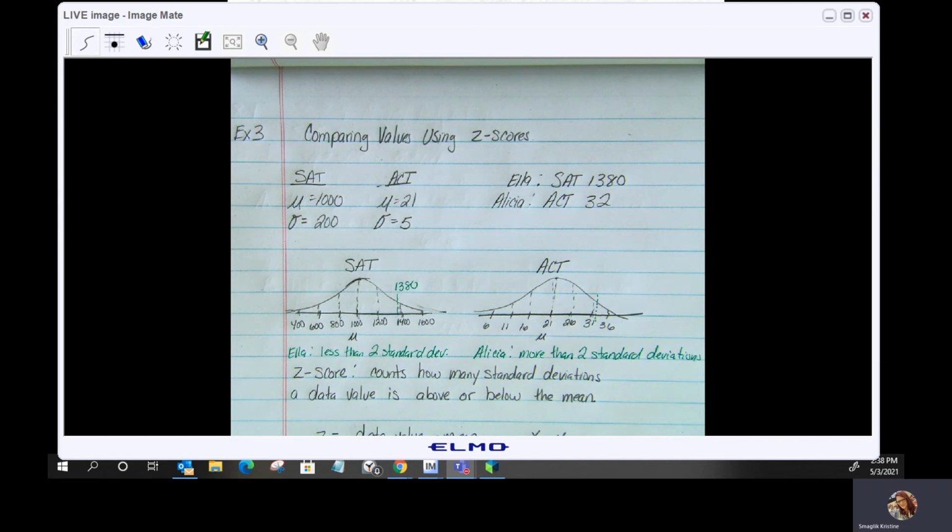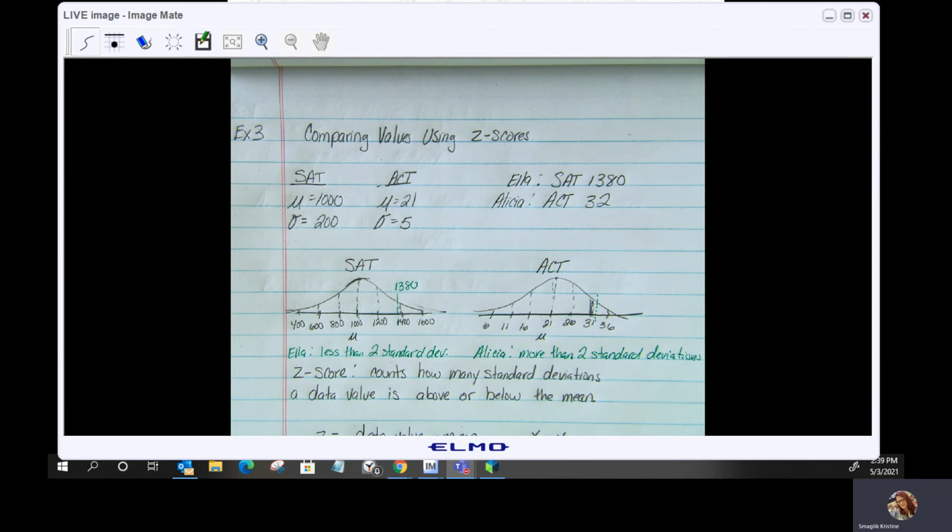So we're on two different grading scales, so you can't compare the scores directly. But let's compare their relative position within their distribution. If you take a look here, I went ahead and broke this down to a normal curve using the empirical rule. Ella's score at 1,380 is just a little bit less than 2 standard deviations above the mean. Alicia's score is more than 2 standard deviations. Here is two deviations right here. She's a little bit more than 2 standard deviations.